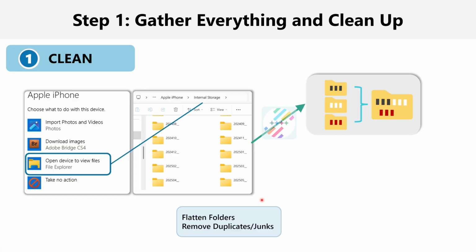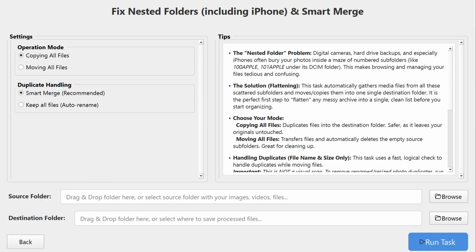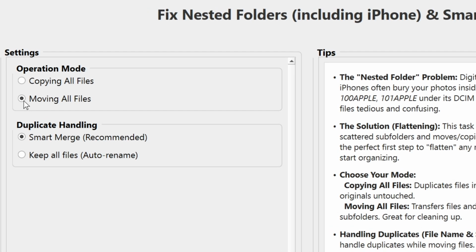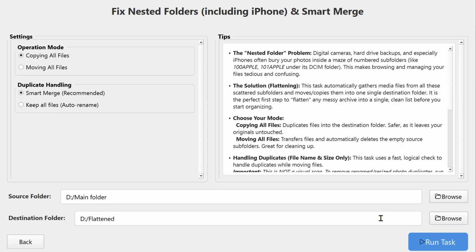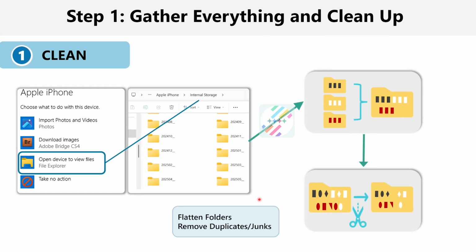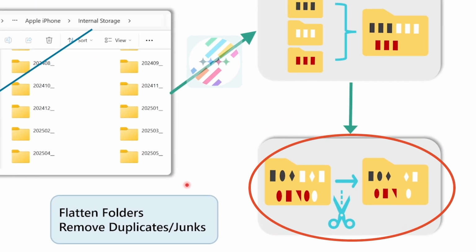This tool acts like a vacuum. It pulls every single photo and video out of those hiding spots and copies or moves them into one flattened, easy-to-manage folder. At the same time, it automatically removes exact duplicates based on file name and file size, so you aren't wasting space. Next, we do a deep clean by running task Remove Visual Duplicate Image and iPhone Junk.